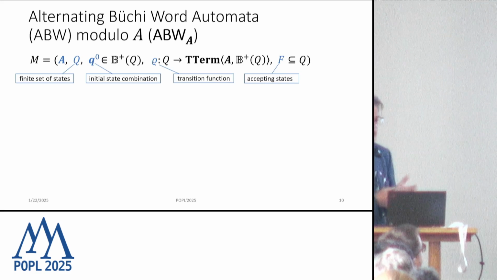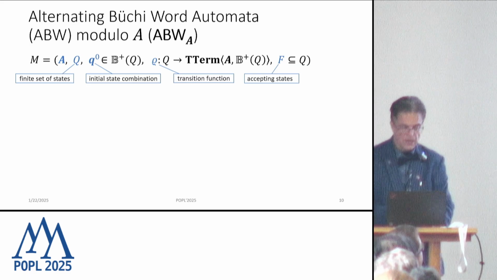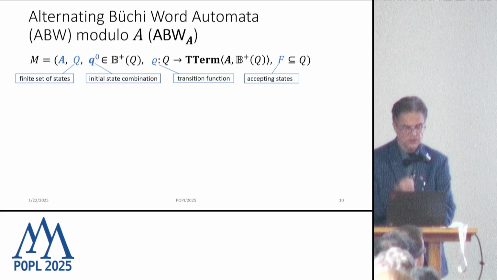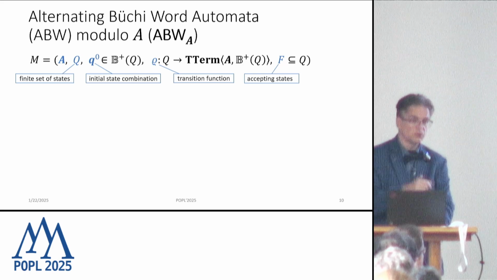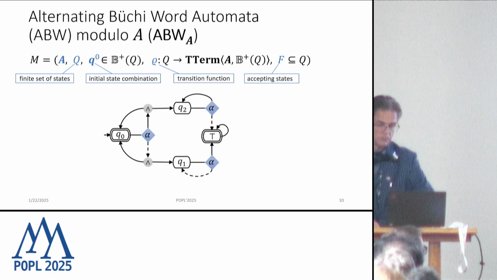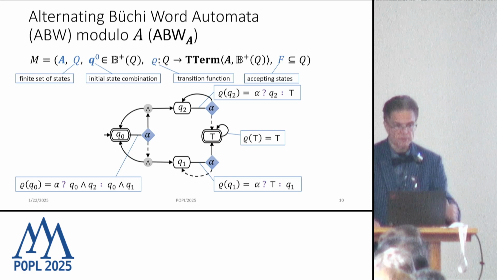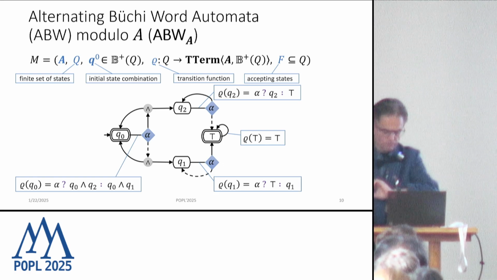So using this notion, we can now define alternating Buchi automata that I mentioned earlier as essentially a 5-tuple that has a finite number of states, initial state combination, and the mapping from states to transition terms whose leaves now are these Boolean combinations. And there is a final set of states. So here would be an example, and this would be the concrete representation as expressions, if and else expressions. Okay.